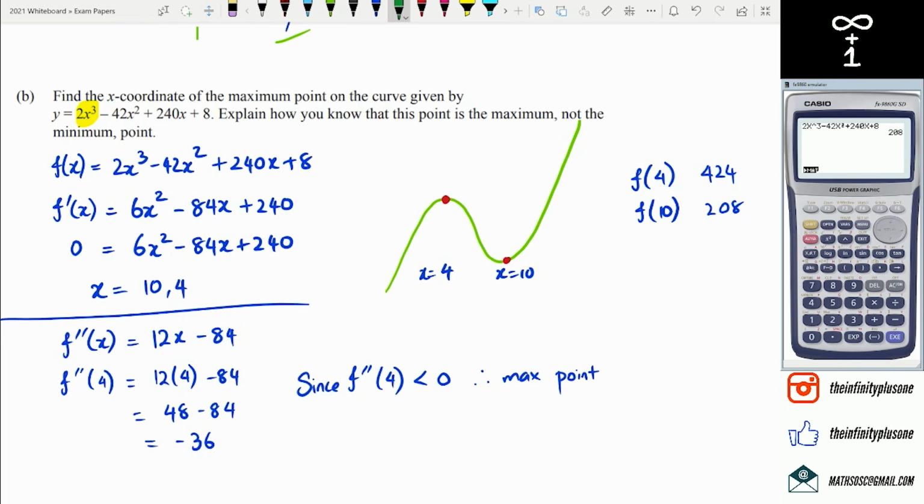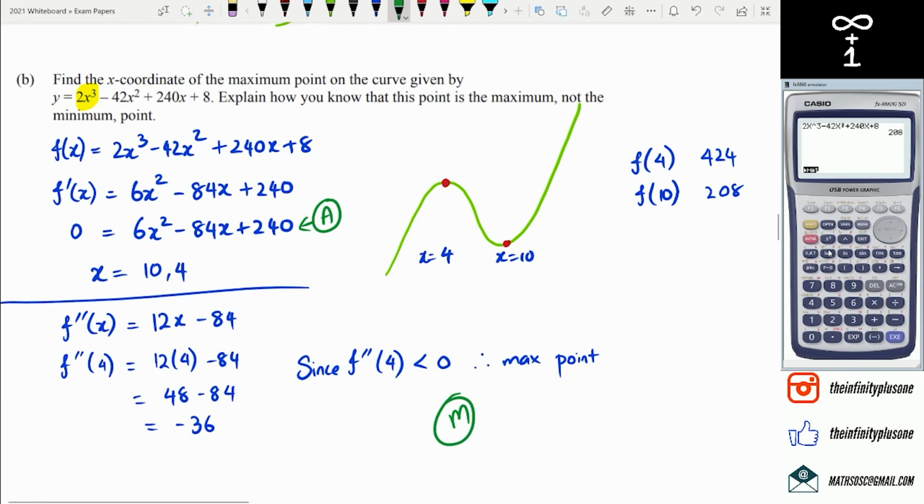Cool. So merit is showing that the maximum occurs at x equals 4. And for achieved, you need to differentiate and set equal to 0. Just differentiation is not going to get you an achieved in this. Cool, let's go to the next question.